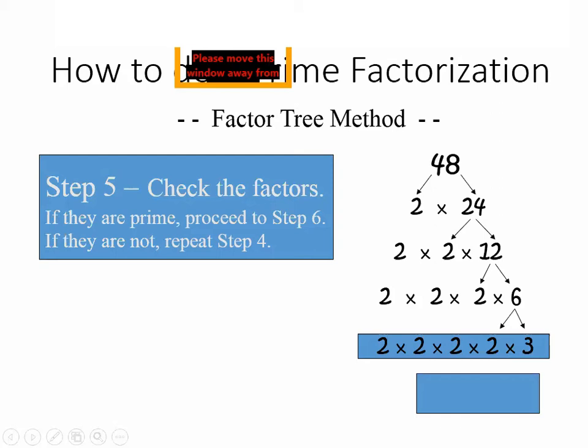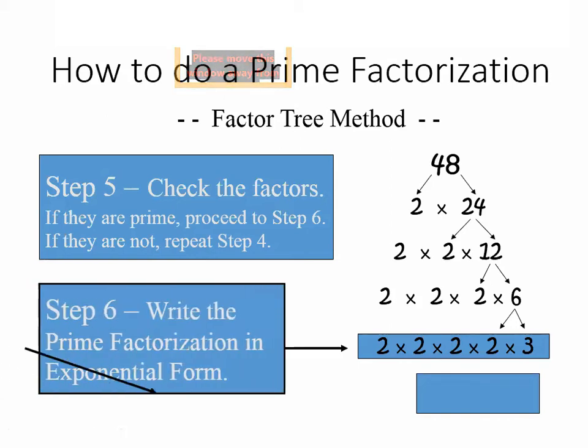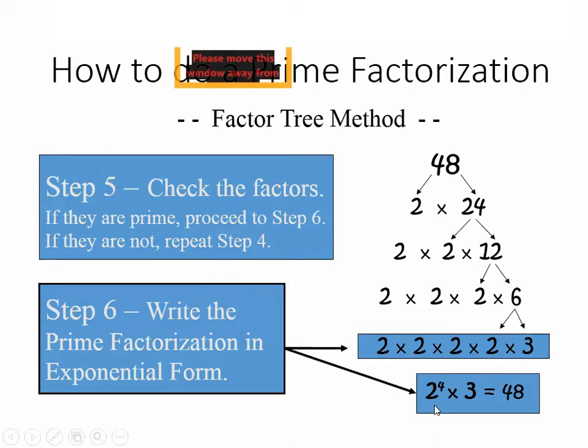So we have to write the prime factors in the exponent form. How can we write the exponent form? 2 exponent 4 multiplied by 3. 2 exponent 4 means we have the multiplication of the value 2 four times, and then we multiply it with 3. So it becomes 2 2s are 4, 4 2s are 8, 8 2s are 16, and 16 3s are 48.